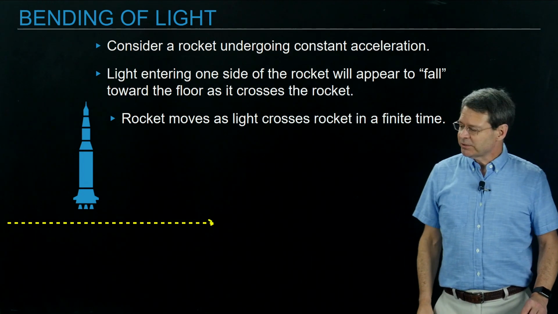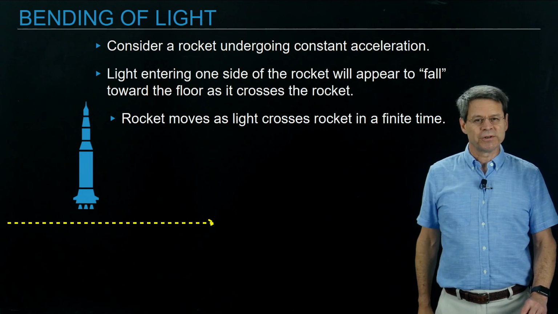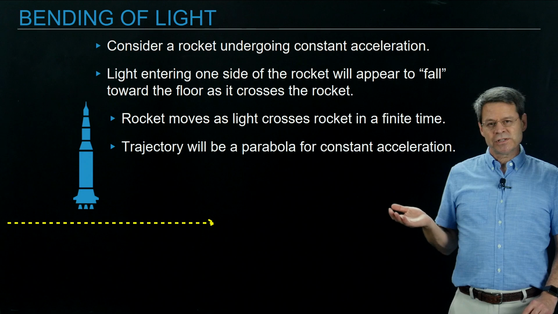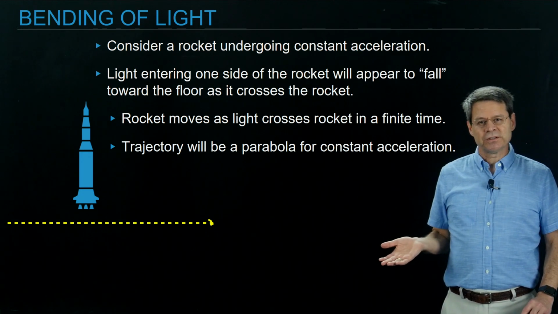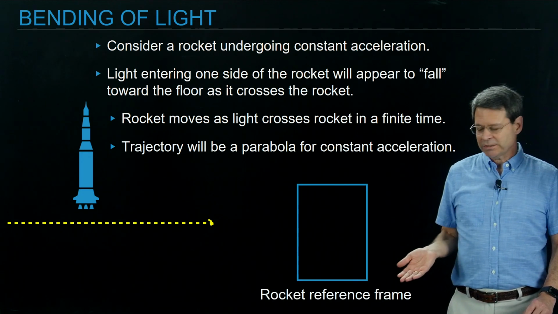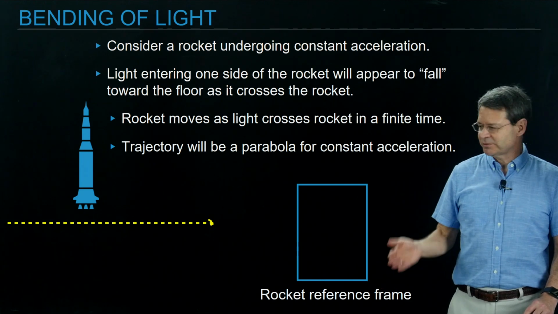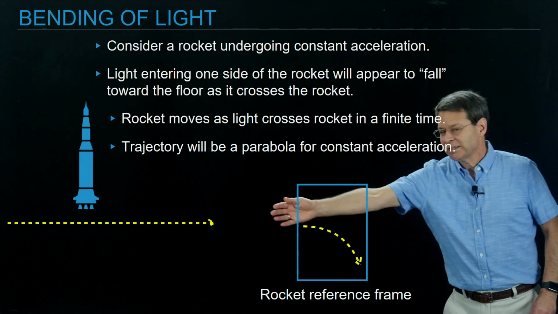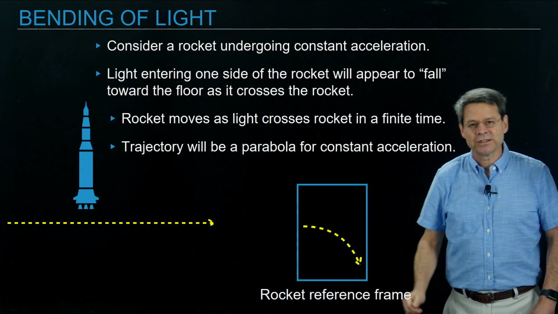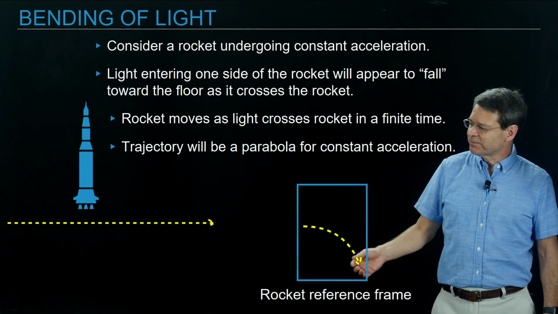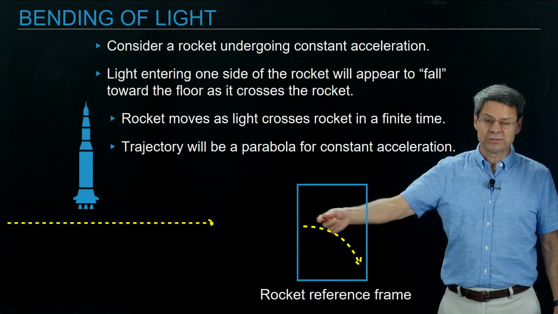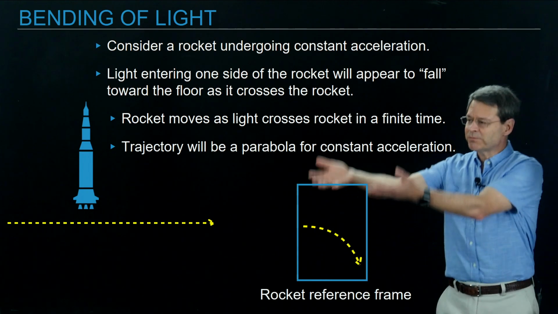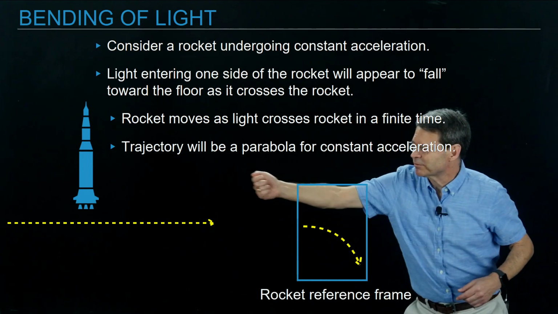And we can ask, well, what does it look like inside the rocket's rest frame where the astronauts are? Well, I claim the trajectory will be a parabola for constant acceleration. And in their frame, if we draw a box, this is the box that the astronauts are in, it will look like light is coming in and falling just as if you had tossed a stone and it fell under the influence of gravity, just because the rocket itself is accelerating upward as the light beam crosses.